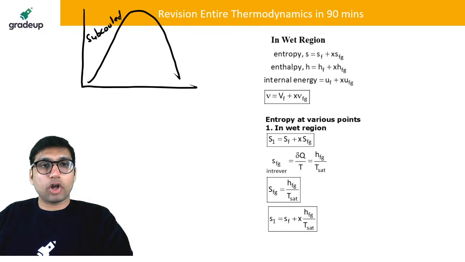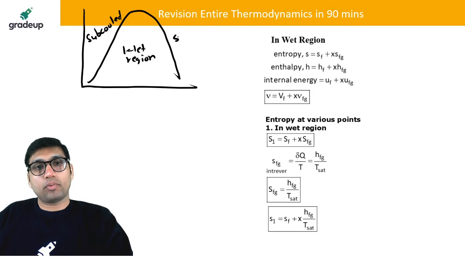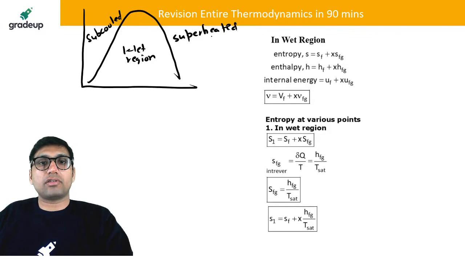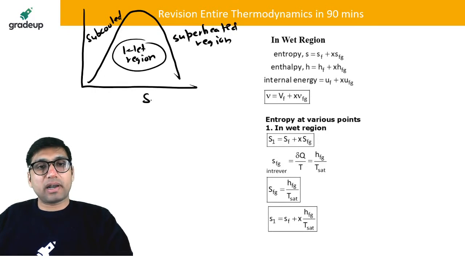This is the subcooled or compressed liquid region. This is the wet region, and this is the superheated region. If you have to find the properties in different regions, how can you find that? In the wet region, any property like entropy will be equal to entropy of the liquid.